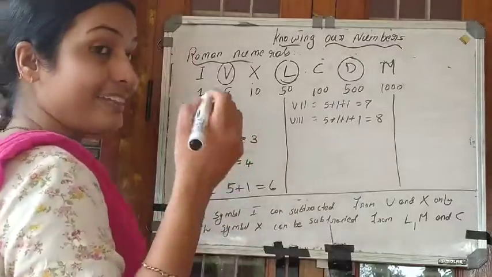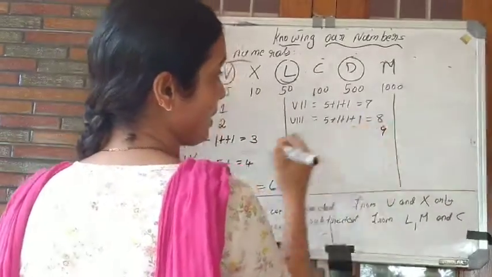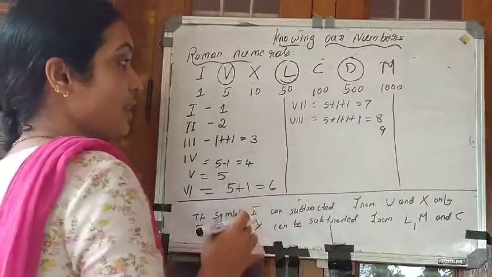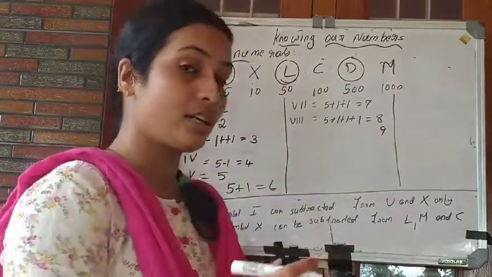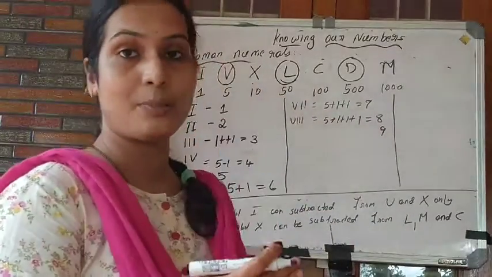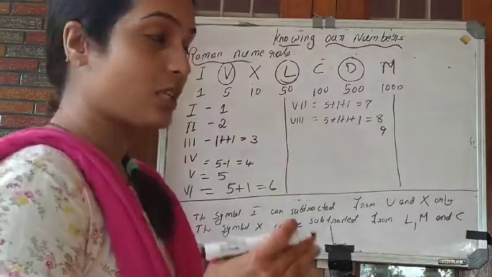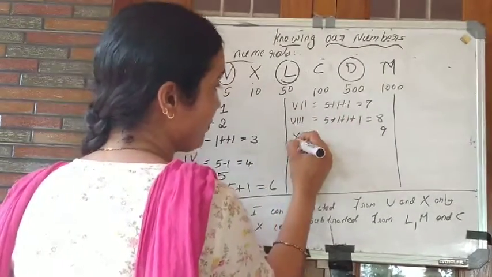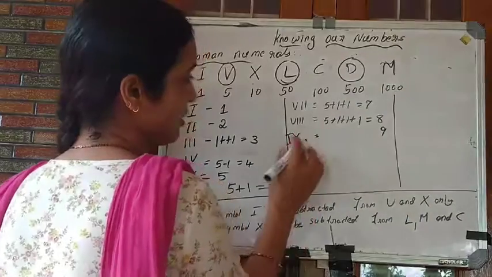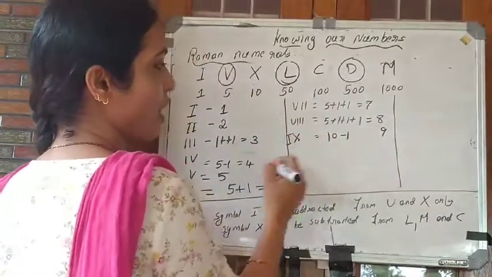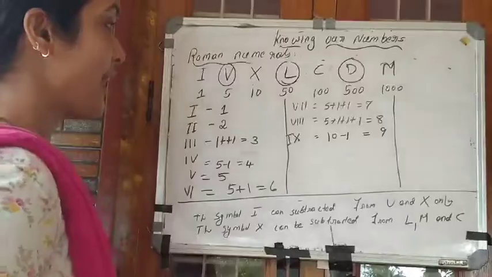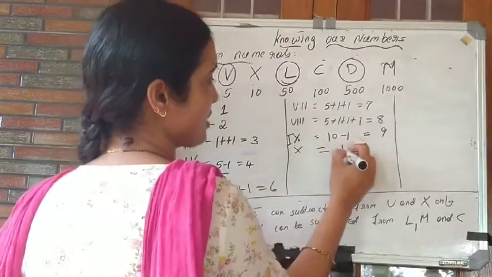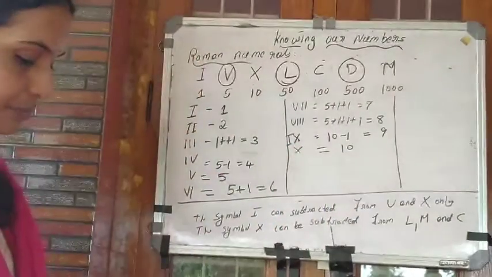Now how can we write 9? Number 9, how can we write it? 9 we can't write with four I's, because any symbol should not be repeated 4 times. Maximum 3 times. So how can we write it? We subtract from X. That means 10 minus 1, that is equal to 9, IX. The next value is 10.